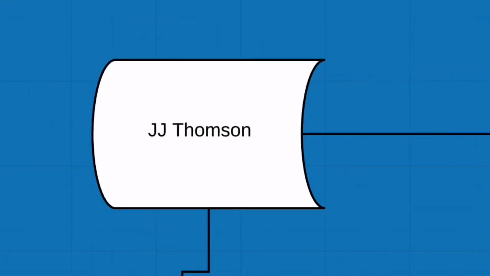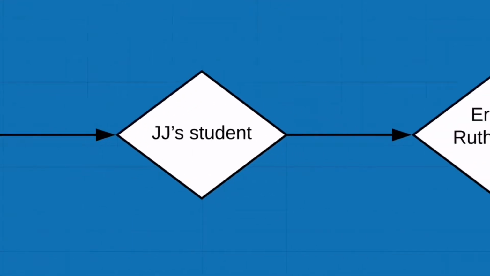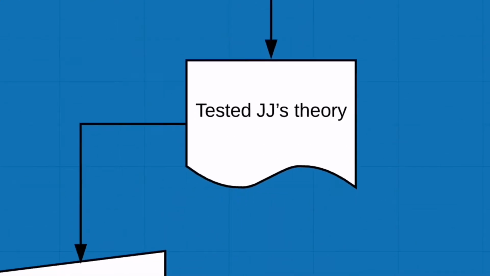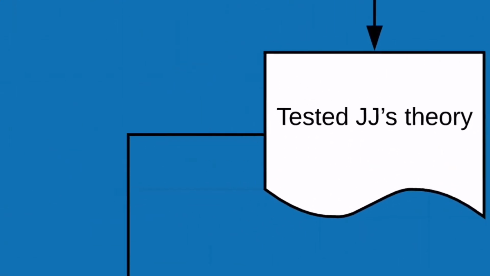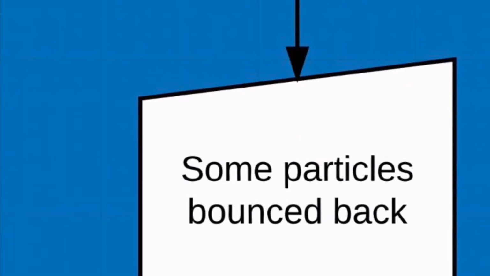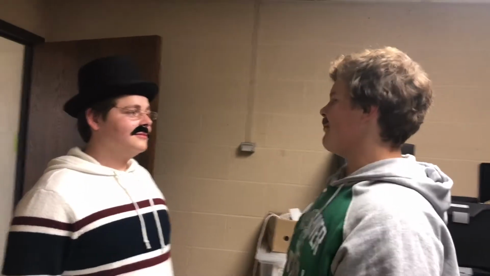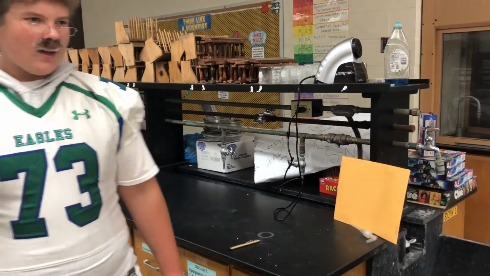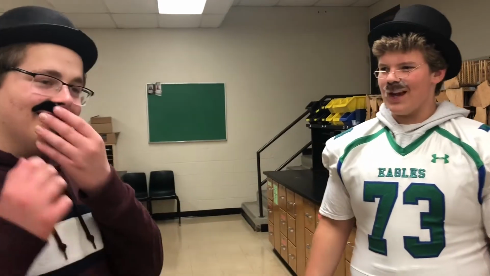What are you doing in here? After J.J.'s plum pudding model theory, in 1910 one of J.J.'s students named Ernest Rutherford decided to test out this theory. He tested his theory by shooting alpha particles at a thin sheet of gold foil. He saw that most particles went through the gold foil, but some bounced back. Good morning, class. Shut up, you're stupid and so's your theory. Mine will be way better. Yeah, right. My theory was right. And you were wrong. Atoms are mostly empty space.